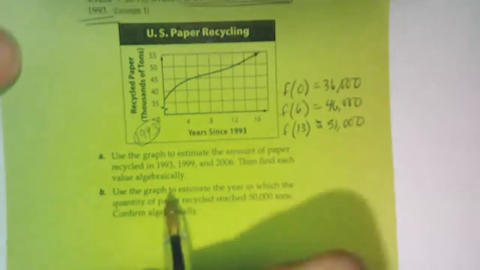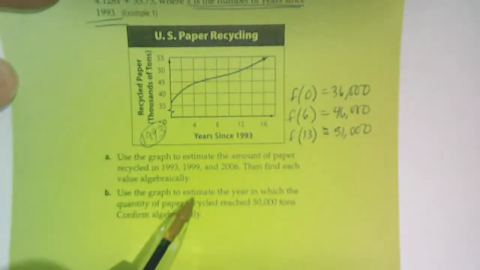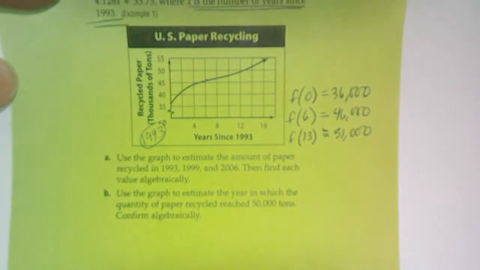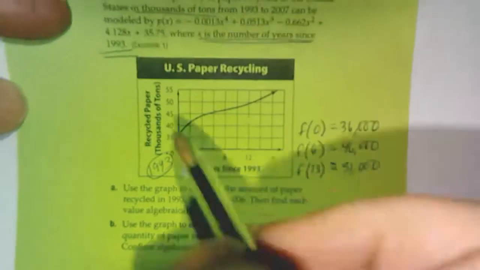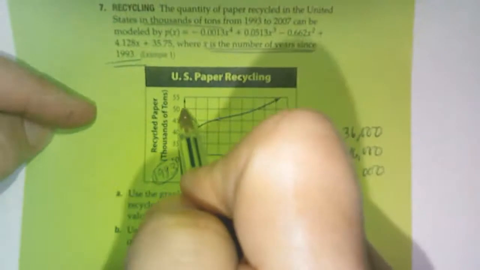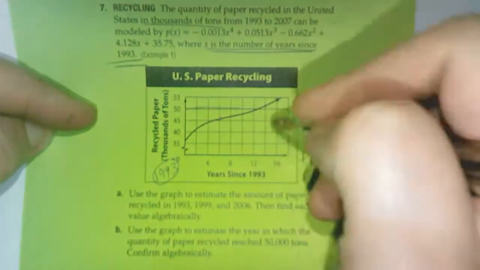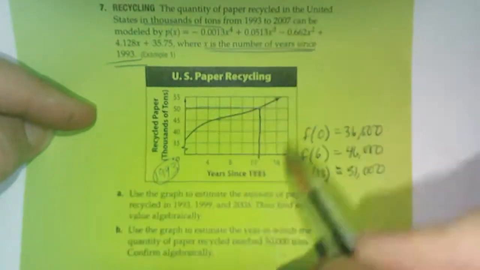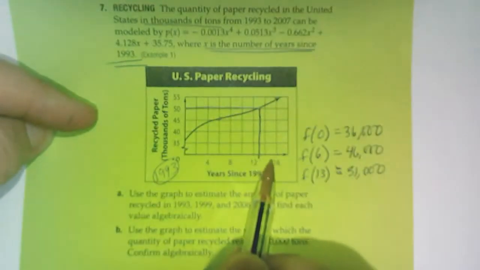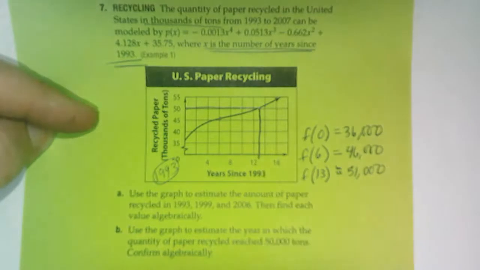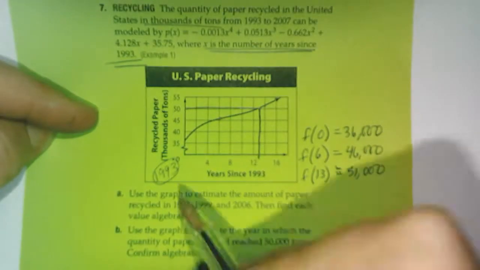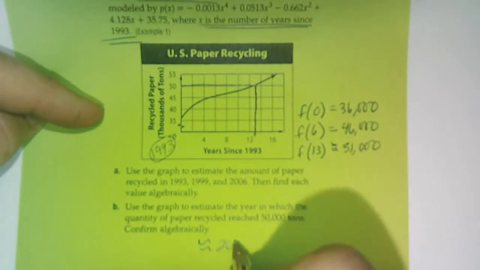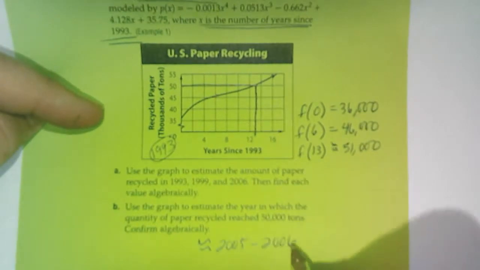All right. But let's look at this. Use the graph to estimate the year in which the quantity of paper recycled reached 50,000. So now they're asking you backwards. They're saying, when am I going to reach 50,000? What year? To me, it looks like between year 12 and year 13. You could say 12 and a half if you want to. We're talking years though, so 2005 and 2006 is what I would estimate.